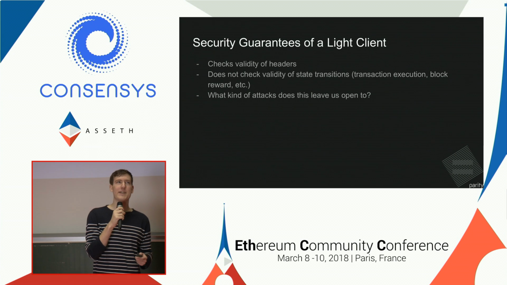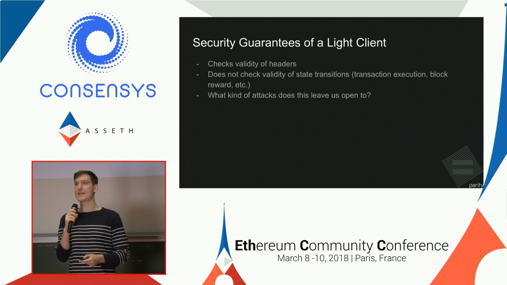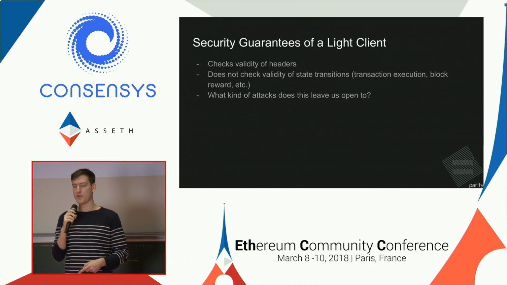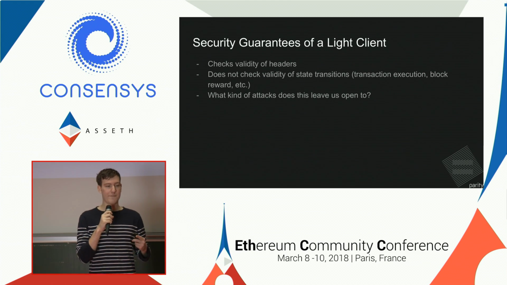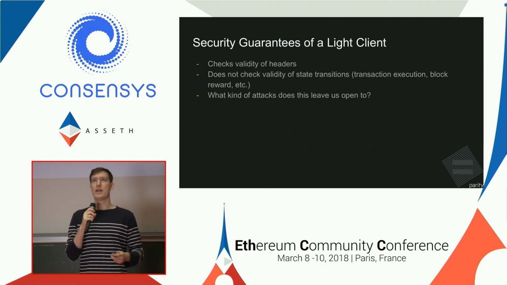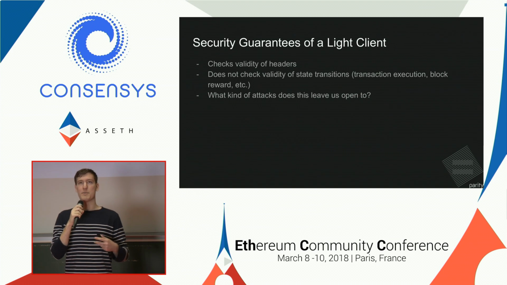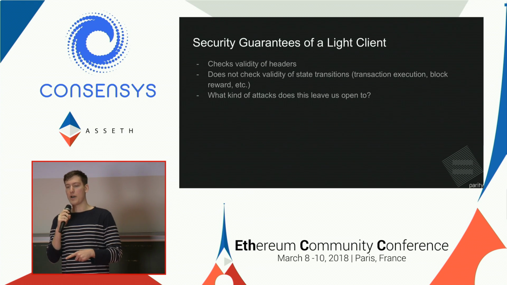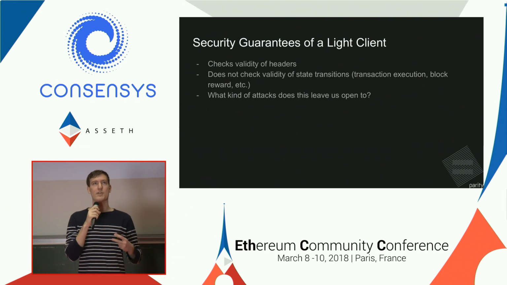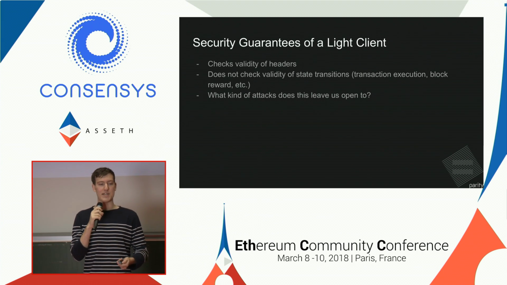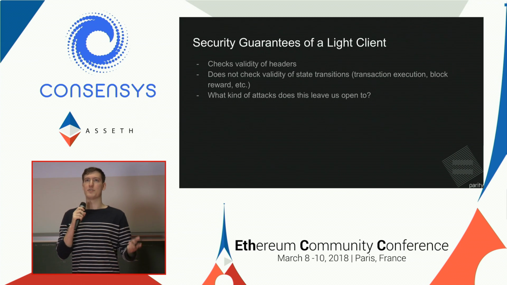So to think a bit what kind of attacks this leaves us open to, we have to think about the behaviors of other nodes on the system. So first of all, we have an honest majority assumption with the miners. If you take this assumption that the majority of miners aren't going to be producing invalid blocks, then unless you have some other miner directly targeting you and sending you invalid blocks, you won't be able to see invalid blocks that have those invalid state transitions, which you wouldn't be able to detect as a light client.